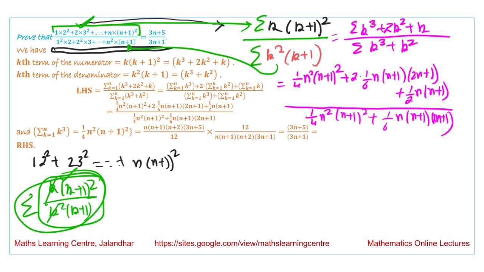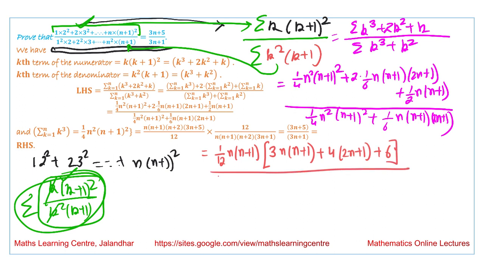Now if we write 1 by 12 n into n plus 1 common from the numerator, we are left with 3n into n plus 1 plus 4 into 2n plus 1, and last plus 6, divided by, from the denominator also we write 1 by 12 n into n plus 1 common.